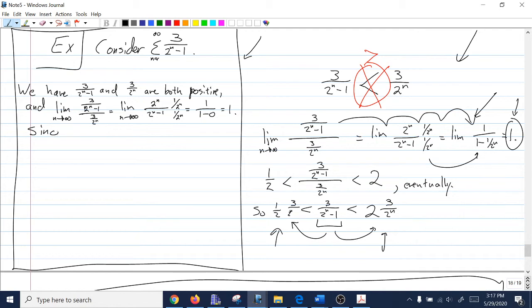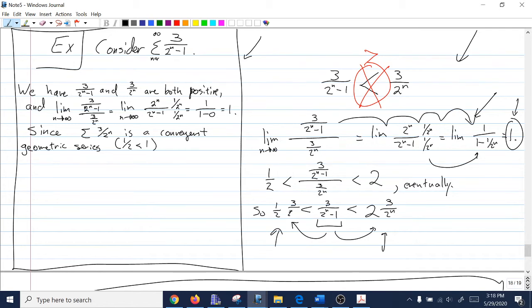Since the sum of 3 over 2 to the n is a convergent geometric series, one half is less than 1. Hey, look at this, a little tiny shorthand to show that I understand what's going on with the r value. The r value is 1/2, and 1/2 is less than 1.